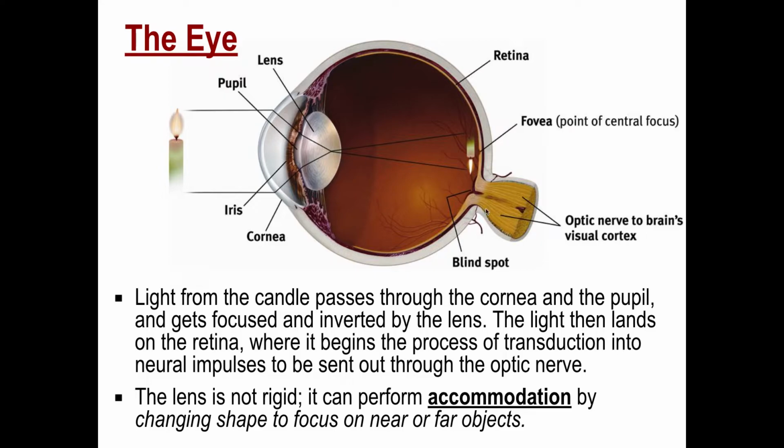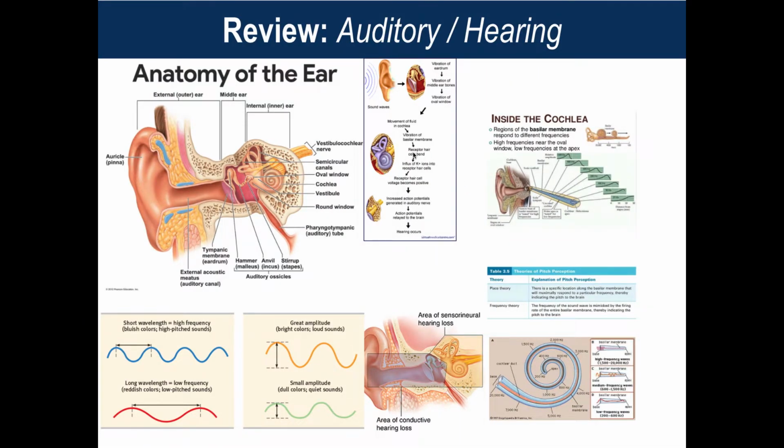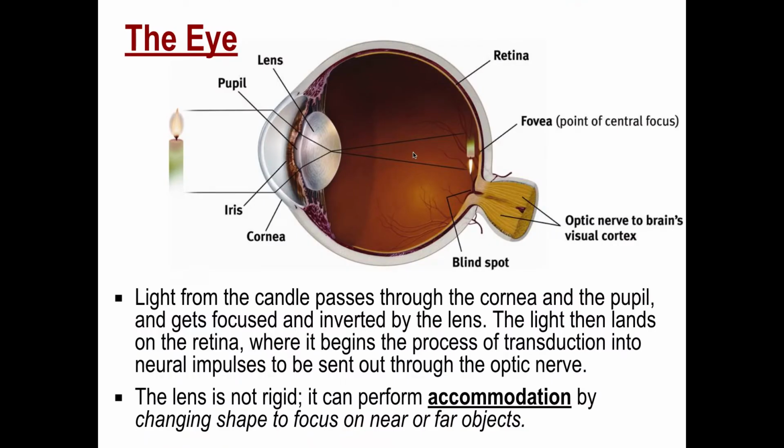This is the blind spot. On the retina are your cones and rods, and we're going to talk about those in just a second, but the cones and rods stimulate, and then the neural impulse is sent out here, and where that neural impulse is sent out is actually this blind spot. So, rods, cones. Rods are black and white. Cones see color. So they are right back here. Rods and cones are located on the retina.